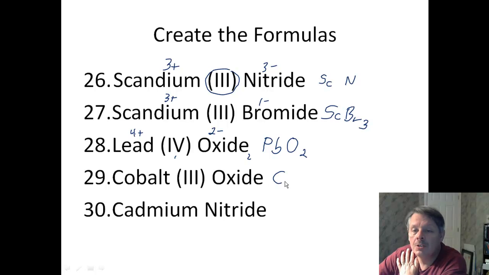How about cobalt 3 oxide? Well, cobalt is Co, oxygen is O, oxygen is 2 minus, cobalt is 3 plus. I crisscross them and I get Co2O3.